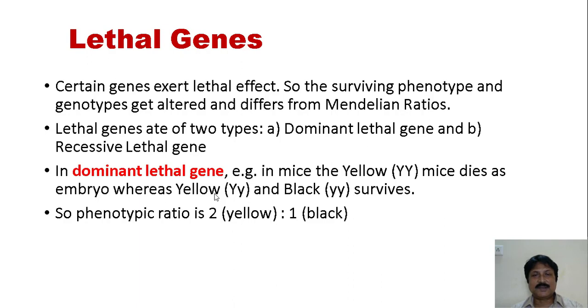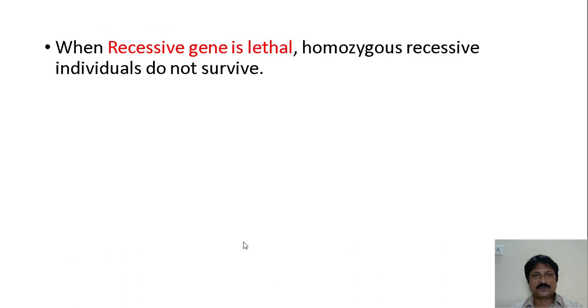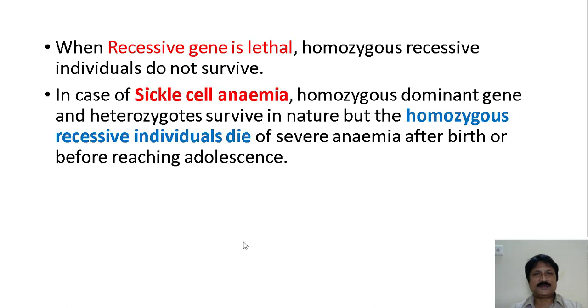Here, capital Y capital Y dies. That is the lethal effect. So the survival is only the 2 yellow, that is capital Y small y, and 1 black, that is small y small y. This is how the dominant lethal gene causes the change in the surviving Mendelian ratios. Another example is a recessive gene which is lethal.